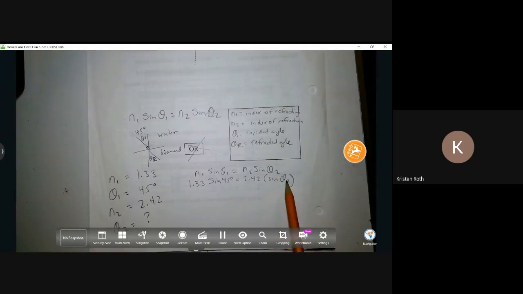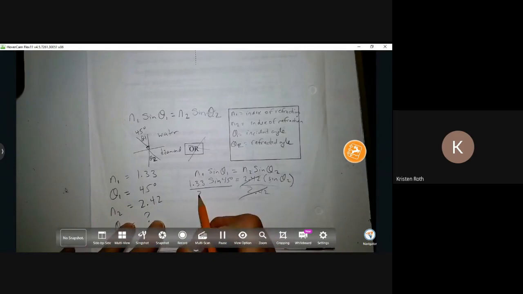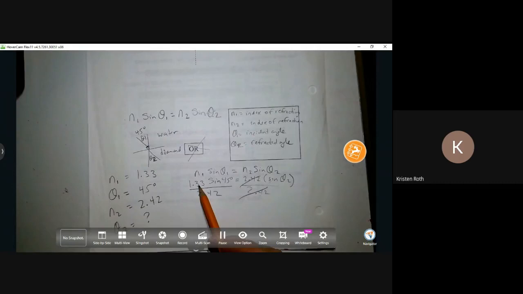We want to isolate for sine theta 2 here. So we need to get rid of 2.42. Like I said yesterday, opposite operation. Because this is being multiplied, how do we isolate this? We need to divide it out, right? You divide it out, and it cancels out. But whatever you do to one side, you have to do to the other. So now this is our other side, okay? So sine theta 2 equals 1.33 sine 45 degree angle divided by 2.42. And then this is where you do your math.